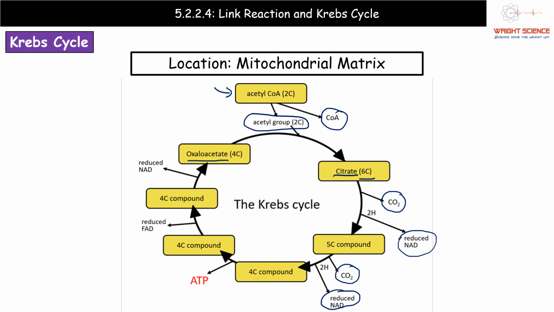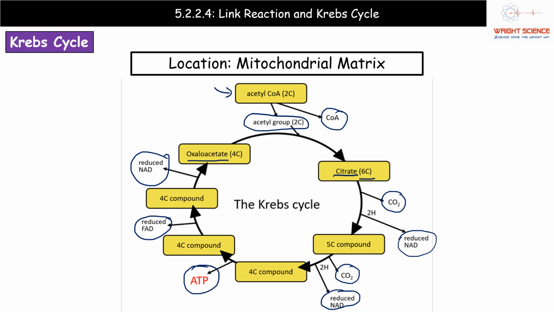From that 4-carbon compound, we go to another 4-carbon compound, and the reason we have that conversion is we're going to generate ATP. From there, we then go from that 4-carbon compound to another, and we're going to generate some reduced FAD, so that means that more hydrogens are going to be transferred at this point, and then we're going to reduce some more NAD before we convert back to the oxaloacetate. So what we can see is we've got a few things sticking off the outside here. They're the bits that you really need to know.